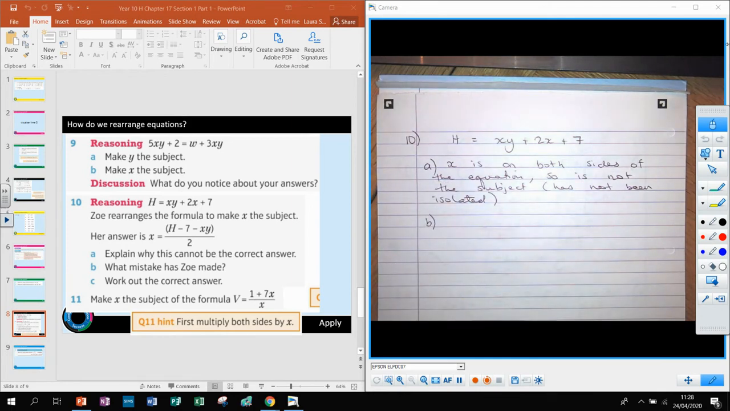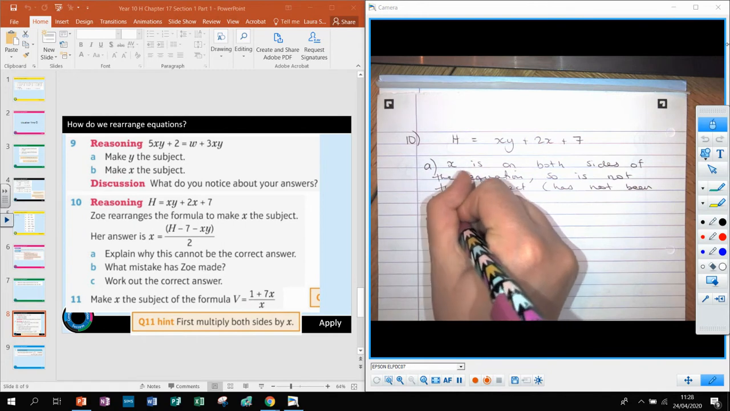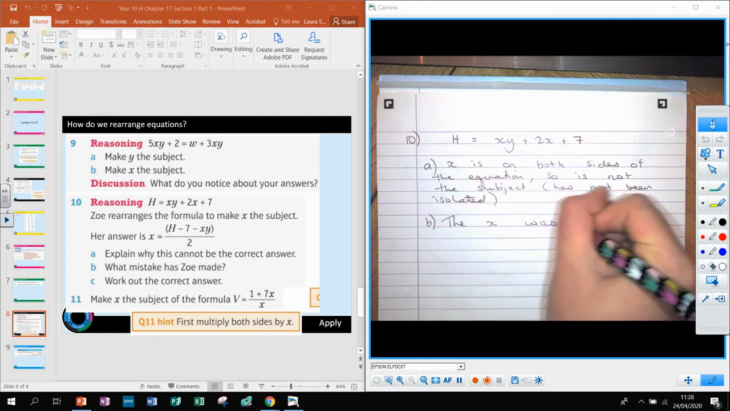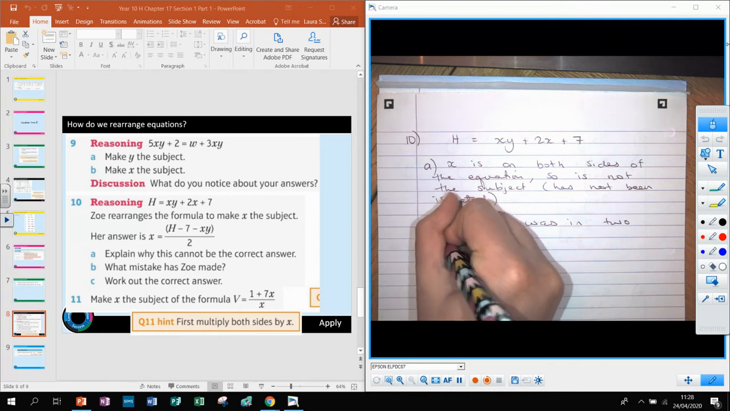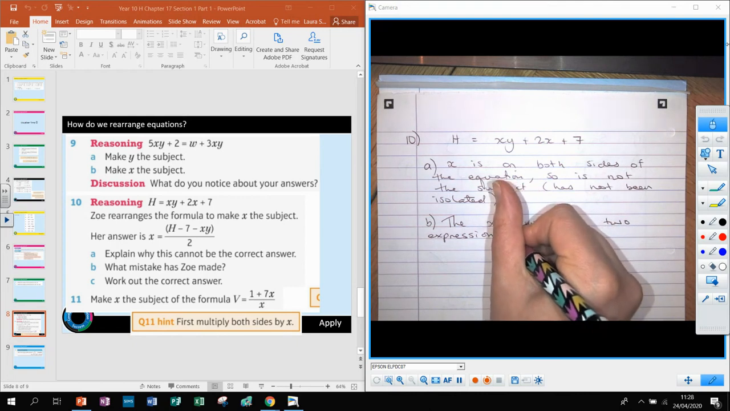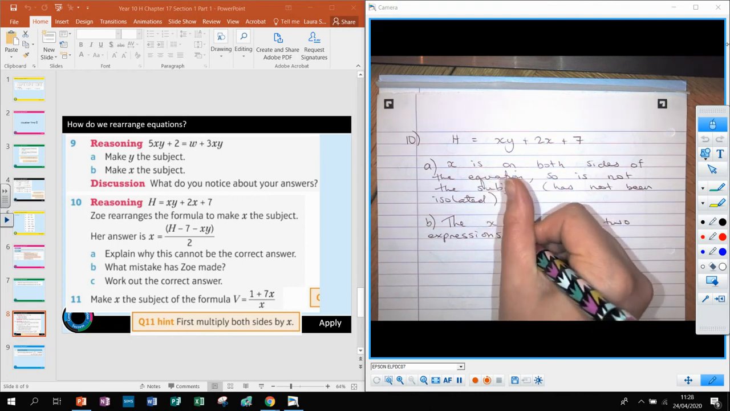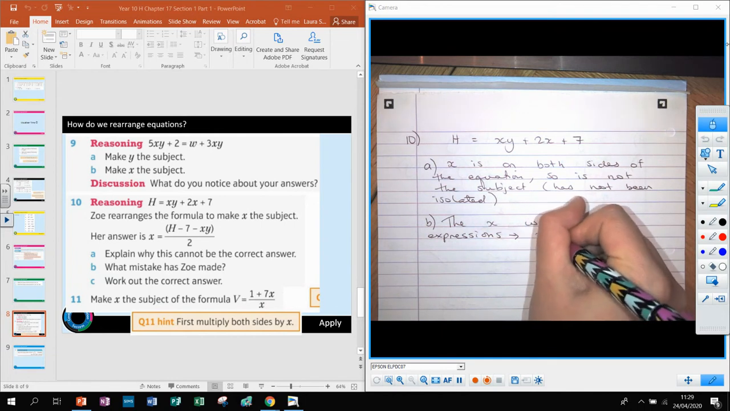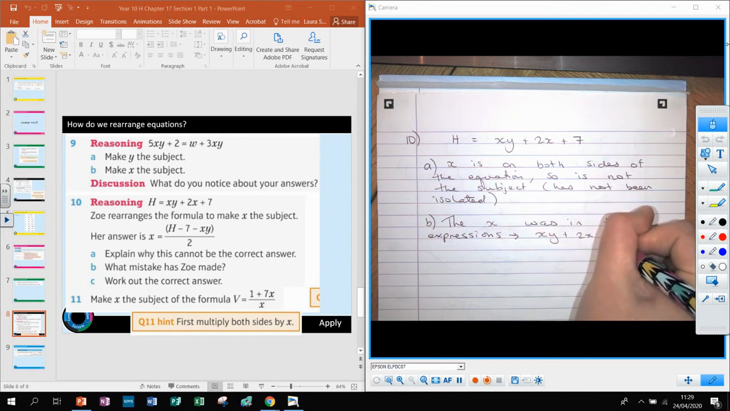It then moves on to say, what mistake has Zoe made? Well, I think the best thing to do to figure that out would be to start to think about how you would answer it, okay? And what did she forget to do? Well, she forgot to factor out the x, yes? So we could explain that in words as well. The x was in two expressions. Okay, you could be specific. And that was, let's look at those two expressions. It was in xy plus 2x.